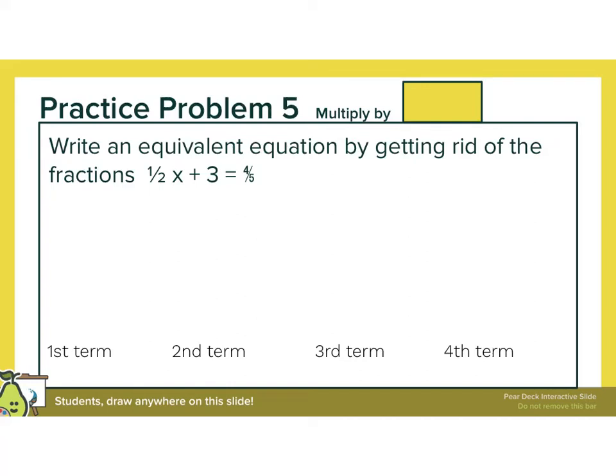All right, couple more practice problems. Number 5. What are we multiplying by? I have a 2 and a 5. Their LCM is 10. I haven't set this one up for you, so you need to do it yourself.